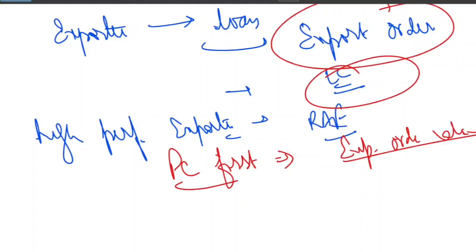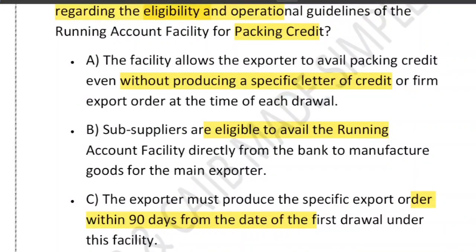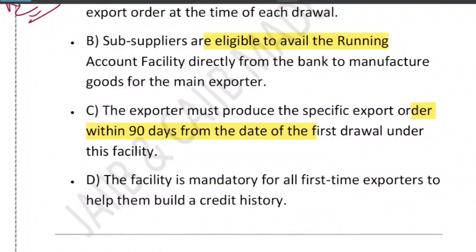So if you look at the options they have provided, option number A says that the facility allows the exporter to avail packing credit even without, yes, correct. This is the peculiarity of the running account facility. Those exporters who have a good reputation, who are high performing, the bank gives them a special privilege. If you look at option number B, it says sub-suppliers are eligible. No. Sub-suppliers cannot get this running account facility.